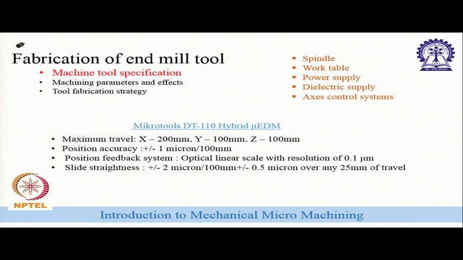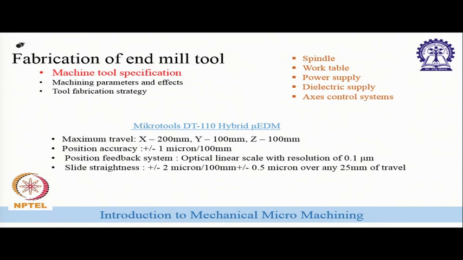It's supplied by Micro Tools, and this is the Micro Tools DT110 hybrid micro EDM machine. Okay, so what is the capability of this machine? It has a maximum travel of 200 mm in X, 100 mm in Y, and 100 mm in Z. So very small dimensions, but it's enough for micro EDM machining. Position accuracy is plus or minus 1 micron per 100 mm.